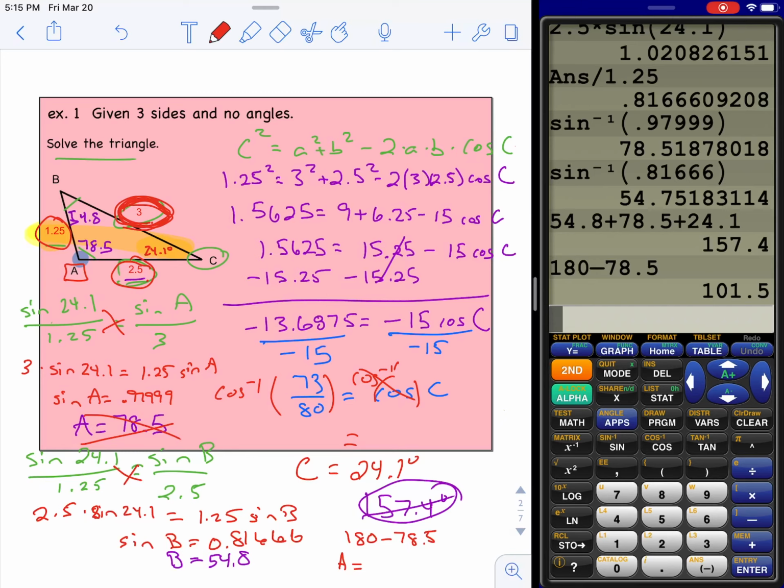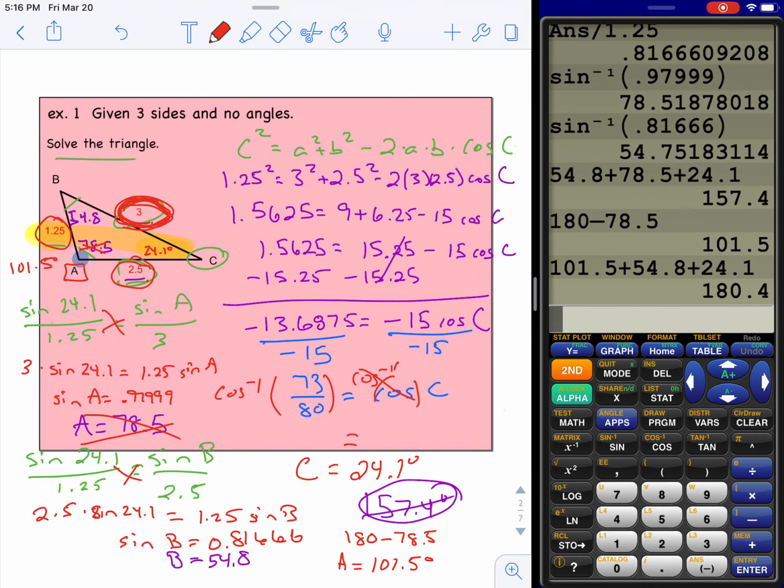So angle A should not, in fact, be 78.5. It should be 101.5 degrees. Okay, so I'm going to cross it out. Angle A should be 101.5. Now if I add these up in total, 101.5 plus 54.8 plus 24.1, I get this triangle 180.4. If you're close like that, if you're, say, between 179 and 181 degrees, don't worry. That's just a rounding issue that you had by calculating the three angles.